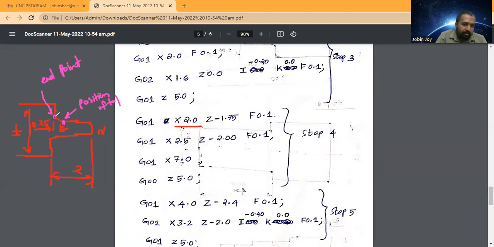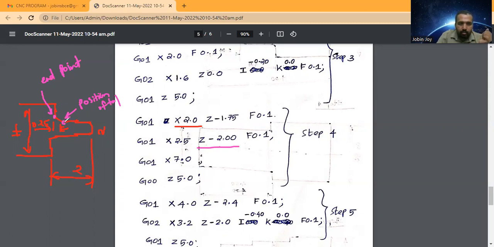So what about the x value and what about the z value? Okay, so the z value is minus 2. Now the tool's position is z equal to minus 1.75. I will move the tool to z value minus 2. That means up to here. And what about the x value? So now this x is 2.